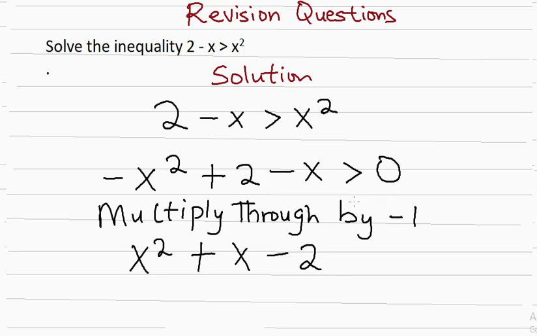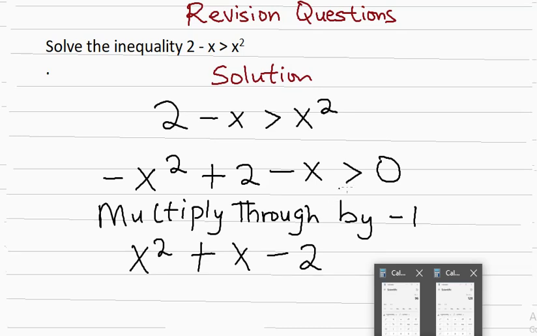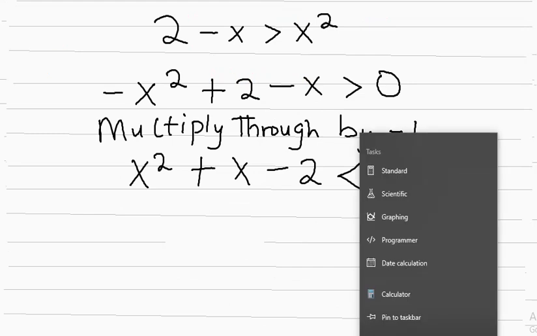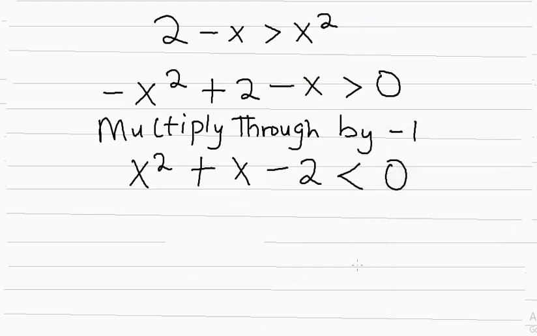But now remember what I told you: because I multiplied both sides by a negative value, the inequality sign will change from greater than to less than. So this is how it's going to be. So I just have to solve this quadratic expression. You can do that by factorization. It is much easier.